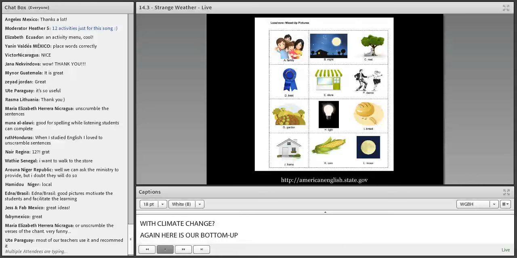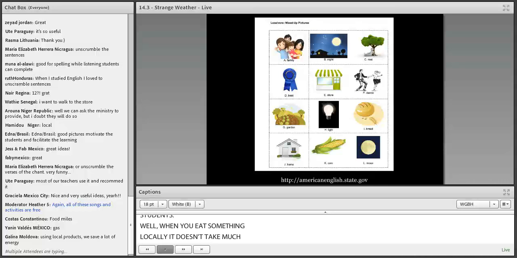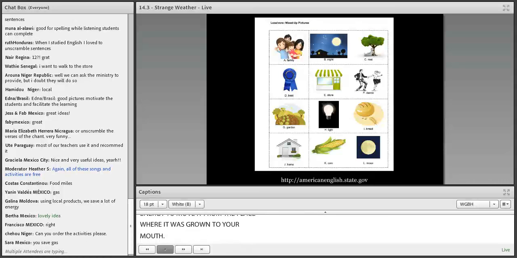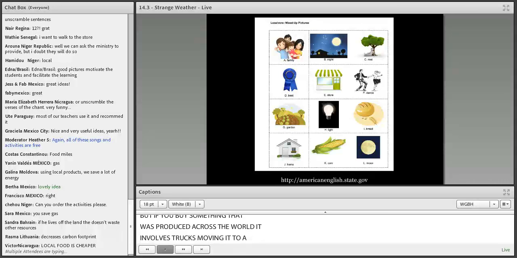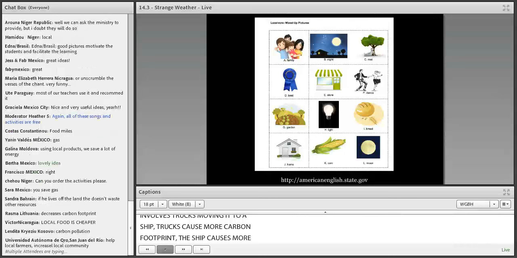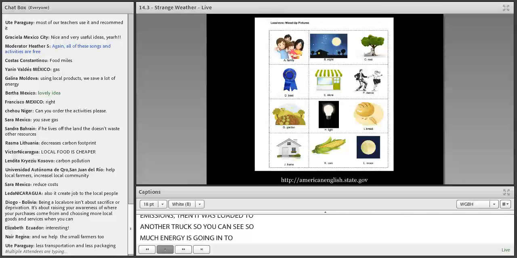Well, when you eat something locally, it doesn't take much energy to move it from the place where it was grown to your mouth. But if you buy something that was produced across the world, it involved trucks moving it to a ship. Trucks caused more carbon footprint. The ship caused more emissions. And then it was loaded to another truck. So you can see so much energy is going into moving food a long distance that when you eat locally, your carbon footprint is much lower, smaller.